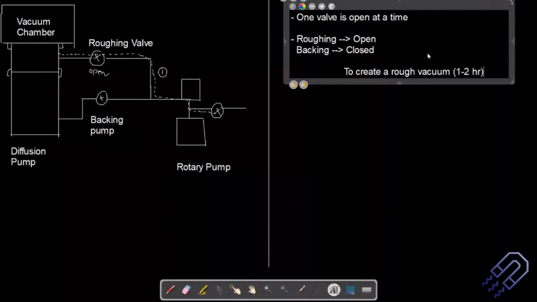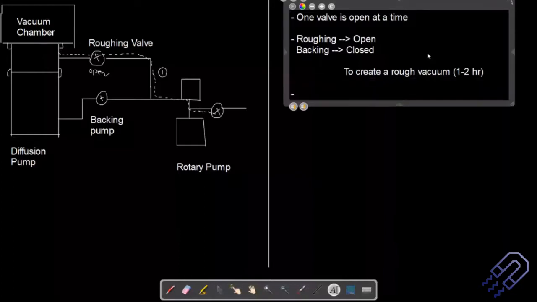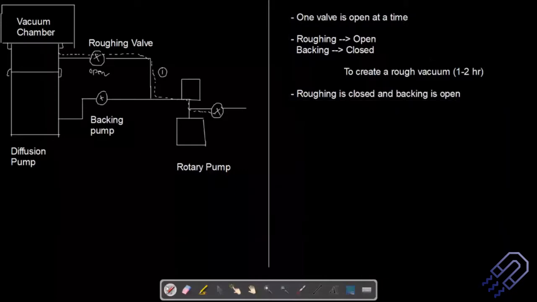In the next stage, roughing is closed now, which is quite obvious because you have already roughed it out, and backing is open. So this is closed now, number one, and then this will be open. You've already taken a substantial amount of gas molecules out of the chamber. Now the diffusion pump can work, and it will drag out the remaining air out of the system.